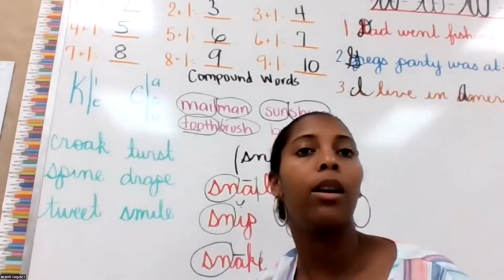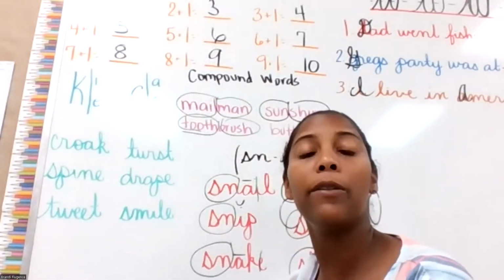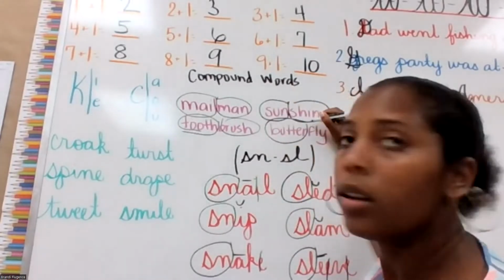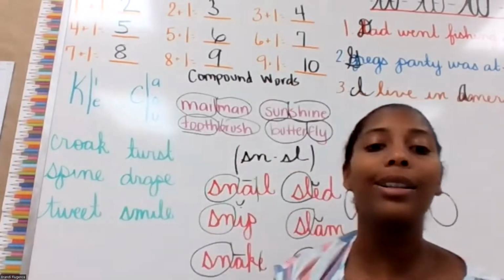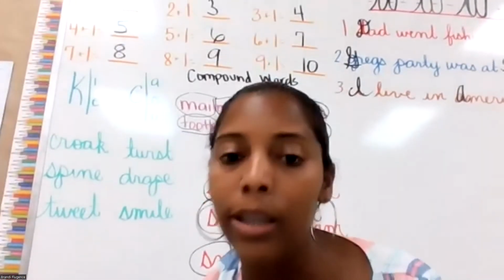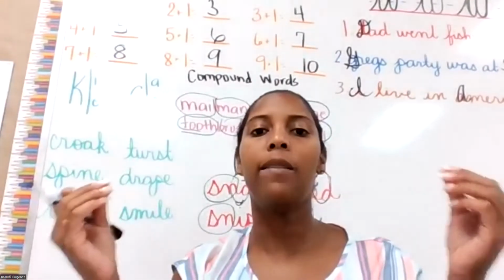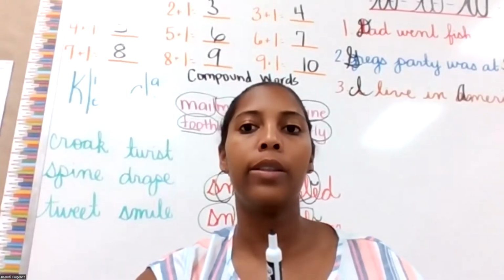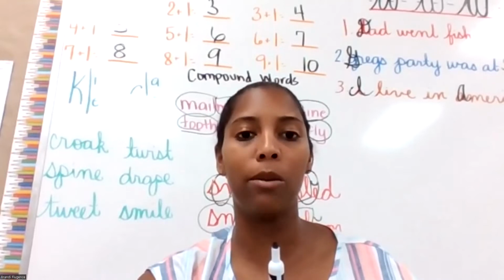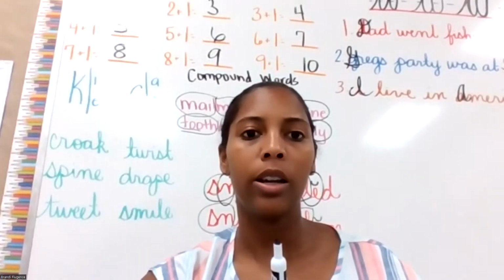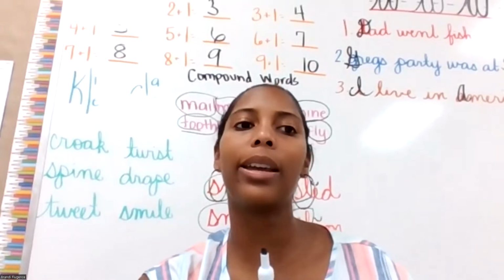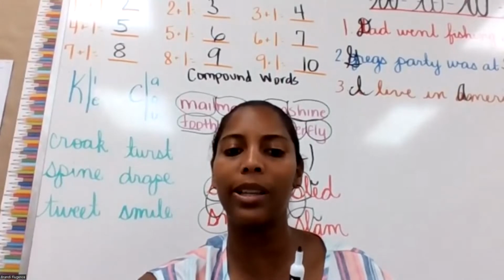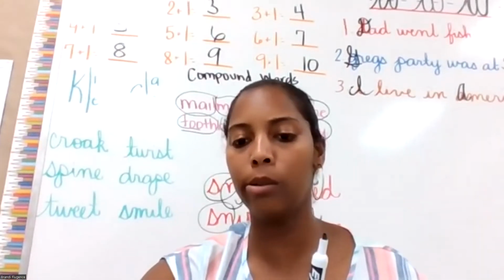Butterfly. Sit all the way down. What are the two small words you hear in butterfly? Butter and fly. So these are examples of compound words. It's when we have two small words that we put together to make into one big word. So can you think of your own compound words? Try to think of one or two, whatever.